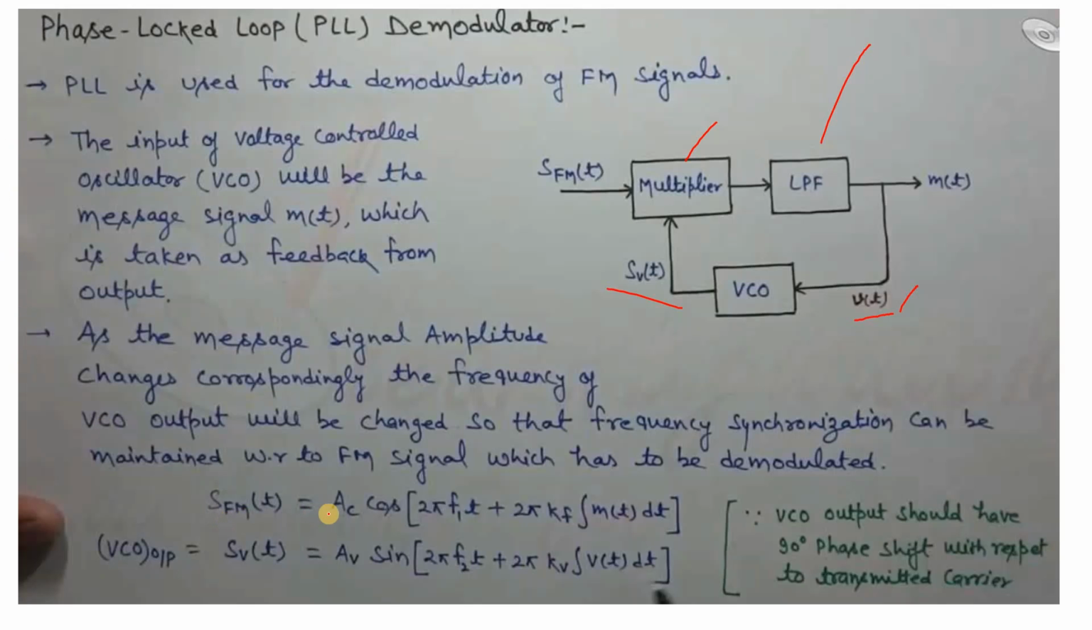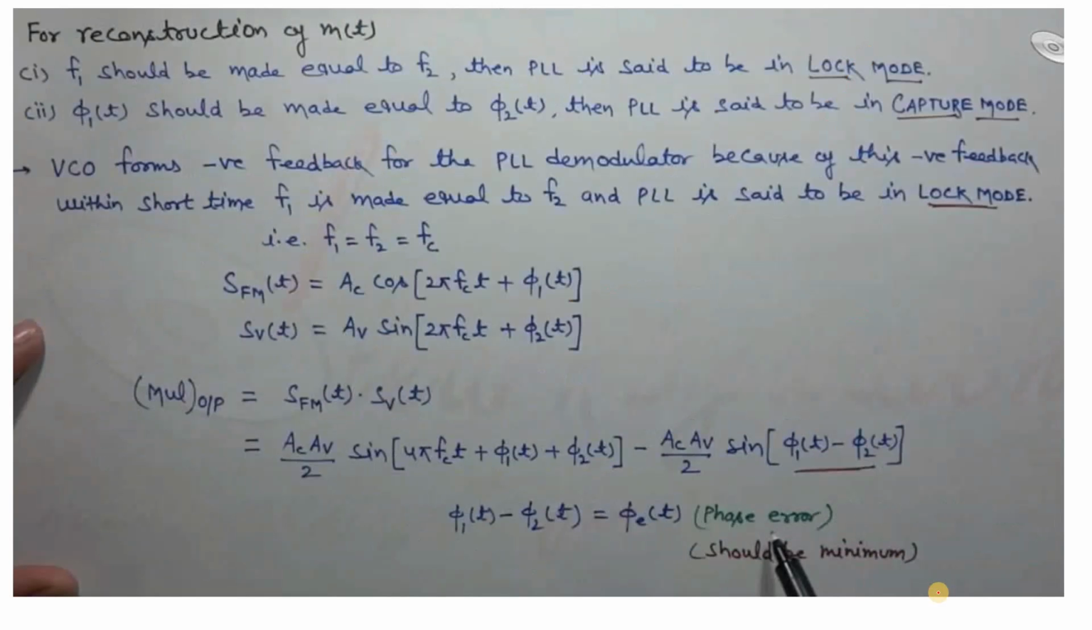Then SFM of t is equal to Ac cos of 2 pi f1 t plus 2 pi kf, okay, integral of m of t dt. Then the VCO output can be written like SV of t is equal to Av sin of 2 pi f2 t plus 2 pi kv integral of v of t dt. Okay, this kv is nothing but the voltage sensitivity. Here the VCO output should have a 90 degree phase shift with respect to the transmitted carrier.